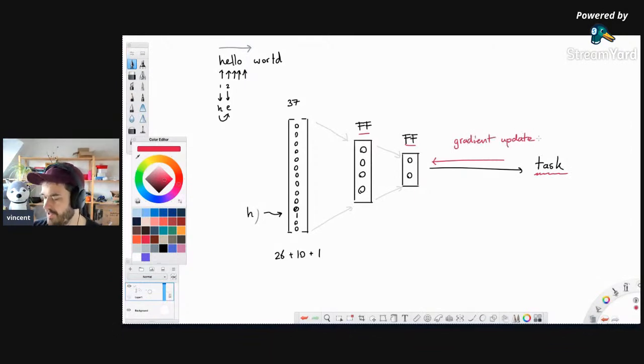And that's usually also why you invent some sort of supervised task that you can actually use to train this unsupervised thing. Because without this gradient update, there's no way to update these layers.